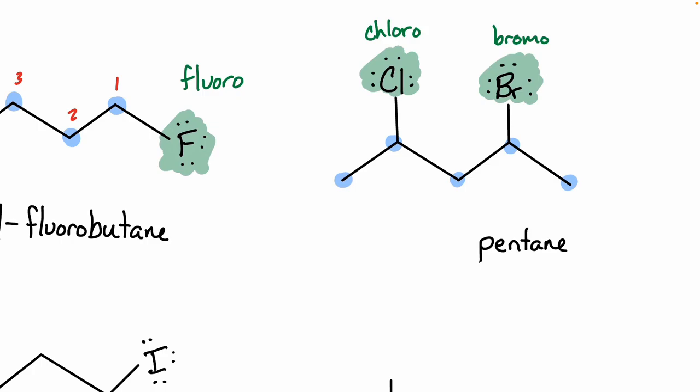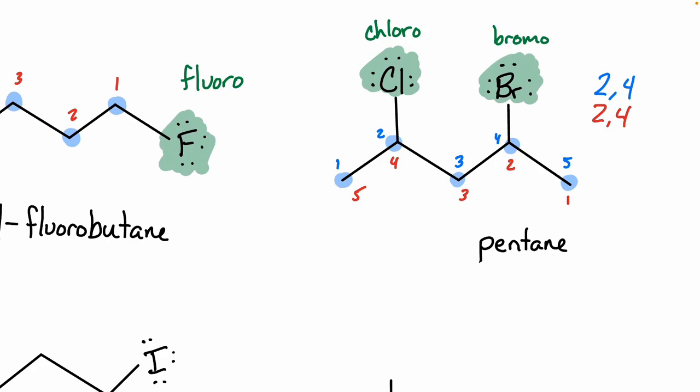We're gonna number our parent chain. And then I'm gonna go the other way. 1, 2, 3, 4, 5. In my blue numbering scheme, I have a 2 and a 4. In my red numbering scheme, I have a 2 and a 4. So I have a tie.